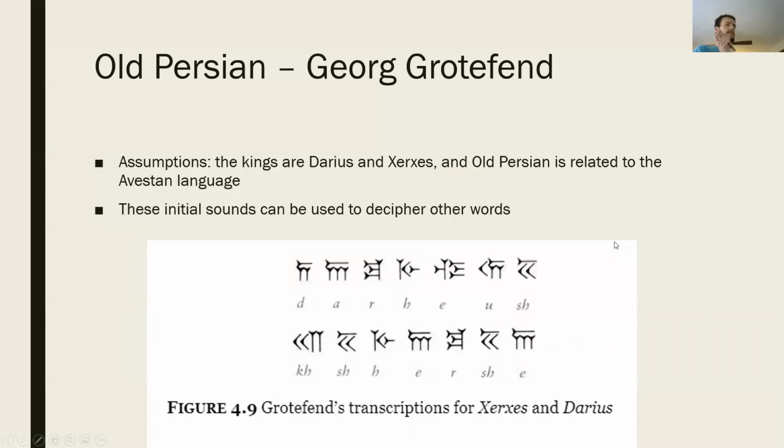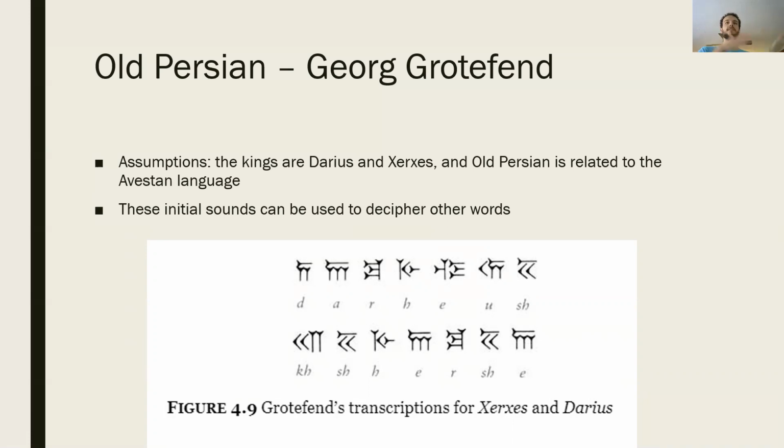And what Grotefend noticed, and as was highlighted in the previous picture, is that there are some sets of symbols which tend to repeat multiple times in the text. And he made the assumption that these repeating sets of symbols are the names of Darius and Xerxes. So with that assumption, we can pair each symbol to each sound in the names Darius and Xerxes.